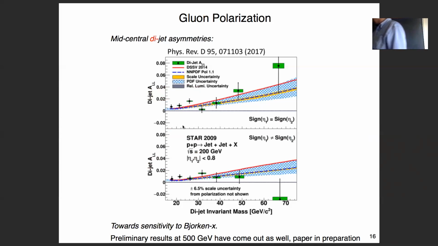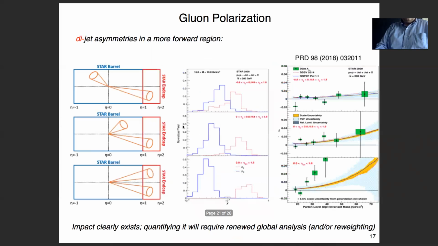You start to see actually that these data points, point by point, are of similar uncertainty as the uncertainty in these fits, which means that the collection will have an impact. That is quite clear. So preliminary results for 500 GeV have been shown as well. That paper is in an advanced stage of preparation. Should come out not too long from now.